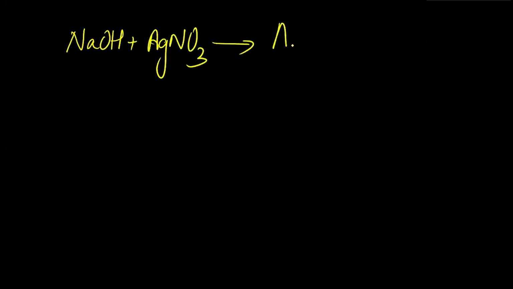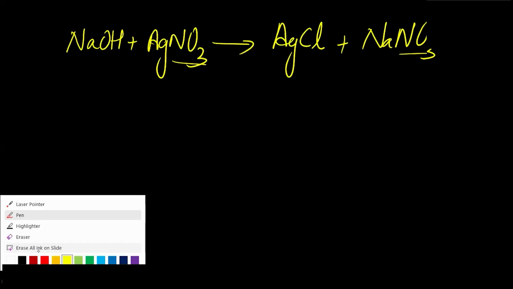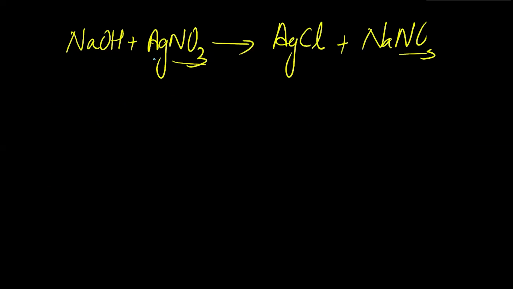Next is NaOH plus AgNO3 giving AgCl plus NaNO3. What do you have to do? Take the polyatomic ion, here 1, here 1. No issues, right? Take the metal Na. Again no issues. Ag.